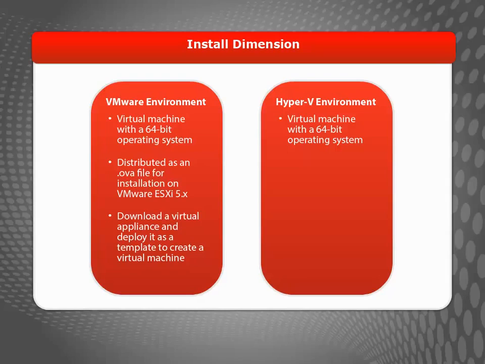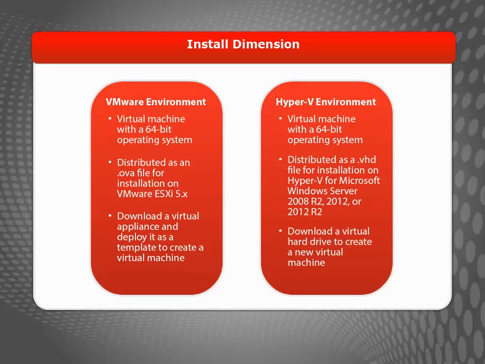To get started with VMware, download a virtual appliance and deploy it as a template, creating your virtual machine. For Hyper-V, Dimension is distributed as a VHD file. To get started, you download a virtual hard drive and use it when creating a new virtual machine. For detailed instructions on how to create your virtual machine, see the Dimension help.